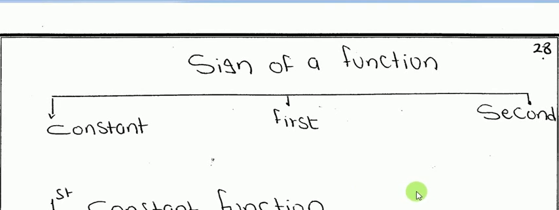Sign of the function. This is the last lesson in algebra for senior 1. Now I need to get the sign of the function. This means when y is positive, when y is negative, and when y is 0. So we are going to discuss three different kinds of function: constant, first degree, second degree.